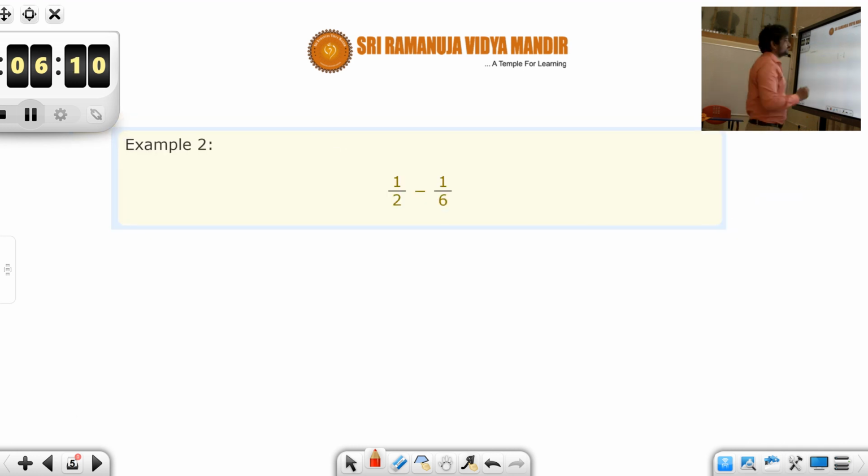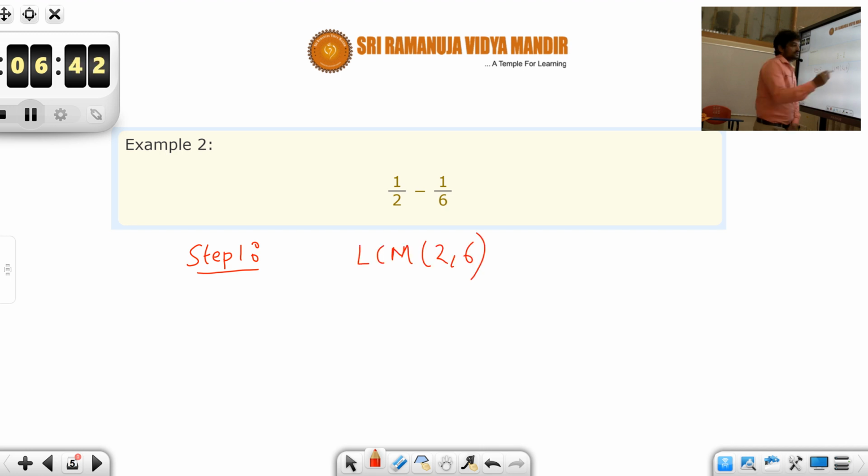1 by 2 minus 1 by 6. So students, can you tell me what is the first step? Our first step is to make the denominators the same. How do you do that? Use the common denominator or the LCM method. So what is the LCM of 2 and 6? How do we find the LCM of 2 and 6?